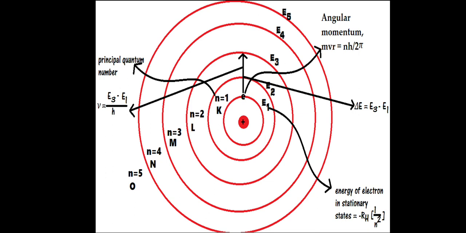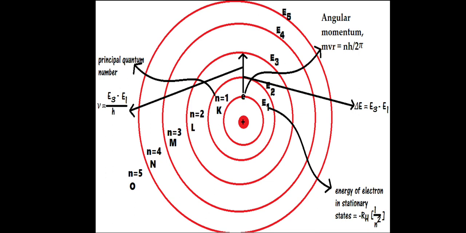What we have learned is that the angular momentum will always be fixed, which we can see in the top right, where mvr is equal to nh by twice pi. It will always be an integral multiple of h by twice pi. If an electron jumps from a lower energy level to a higher energy level, which we can see on our right side, then delta E will be E3 minus E1, since over here it is jumping from E1 to E3. And if it comes back, then it will radiate energy with a frequency of E3 minus E1 by h. So that is how we can understand the Bohr model of the atom.